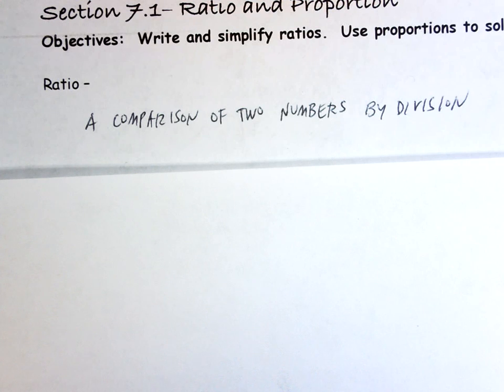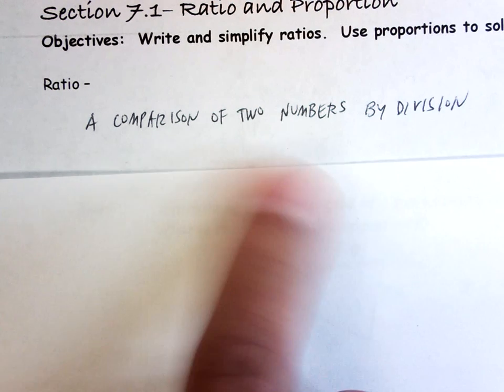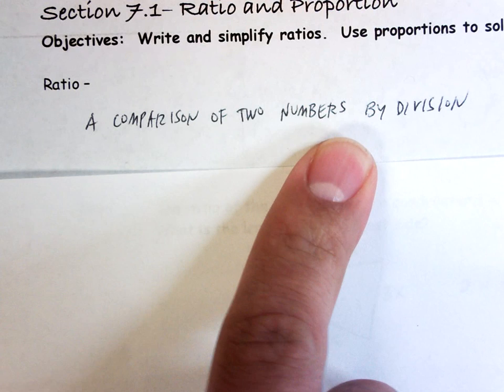Okay, so I'm hoping most of today should be review. Today we've got to start talking about ratios and proportions. Ratios we've messed with. A ratio is just a fraction. A ratio is just a comparison of two numbers by division, which is all a fraction is.